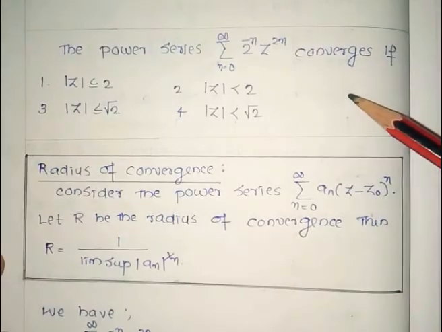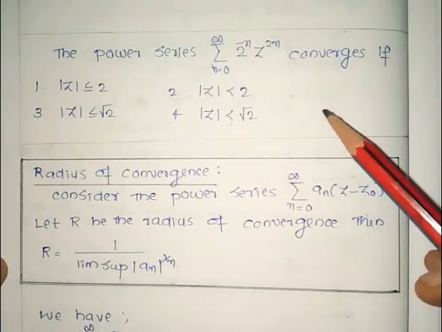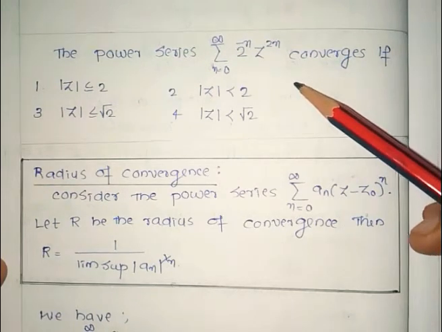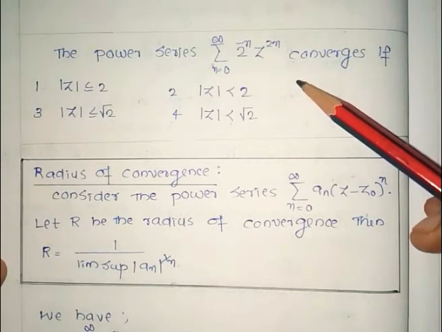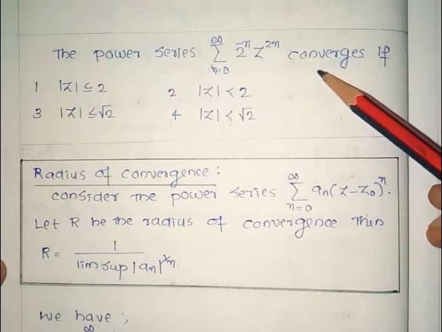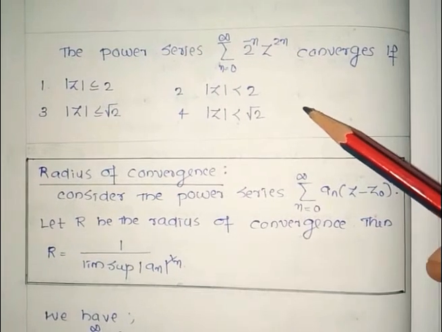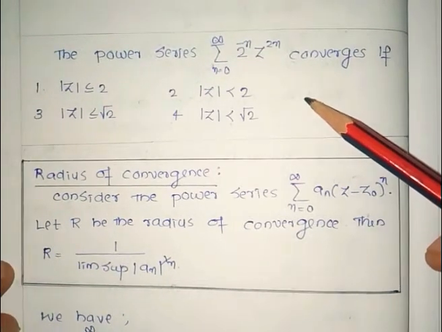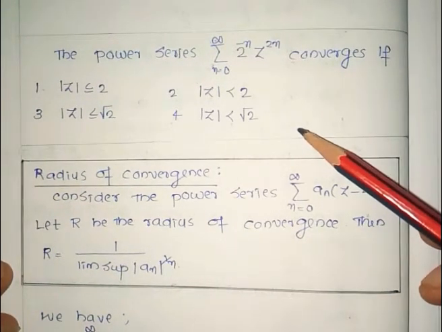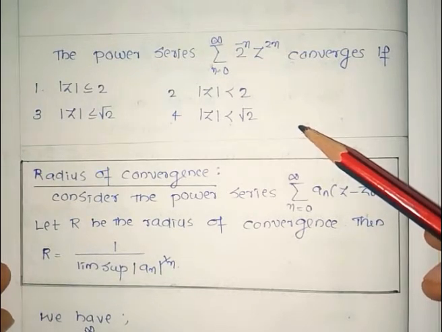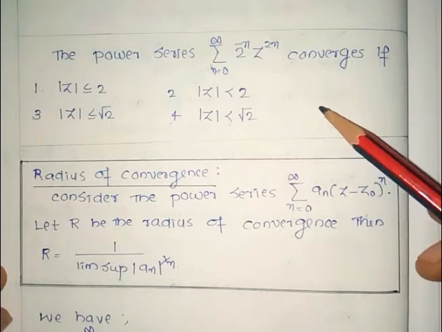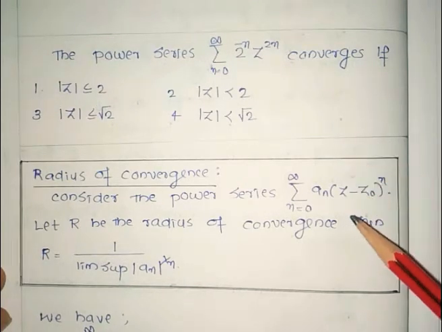Next question, it's also a part B question. The power series summation n ranging from 0 to infinity 2 power minus n into z power 2n converges if: option 1, mod z less than or equal to 2; option 2, mod z less than 2; option 3, mod z less than or equal to root 2; and option 4, mod z less than root 2. So for solving this question, first of all we want to know what is the radius of convergence.